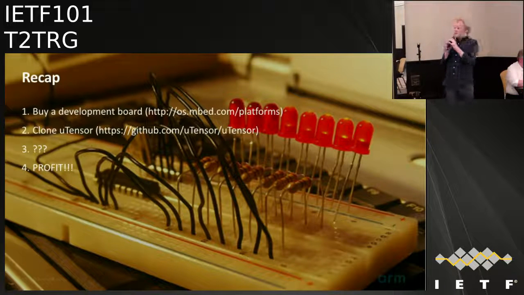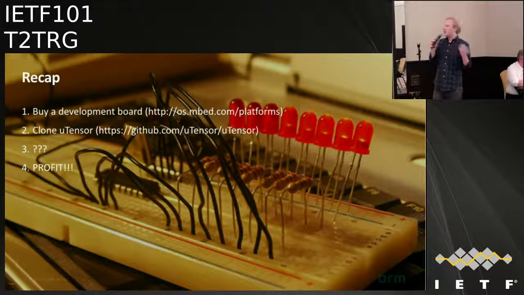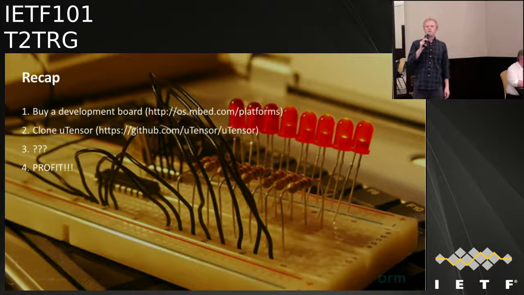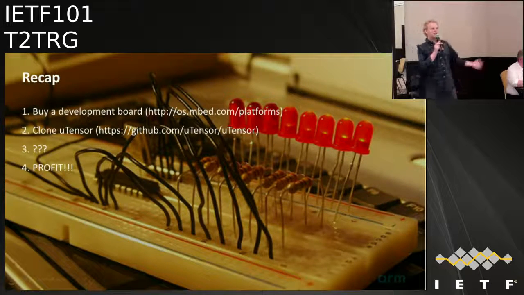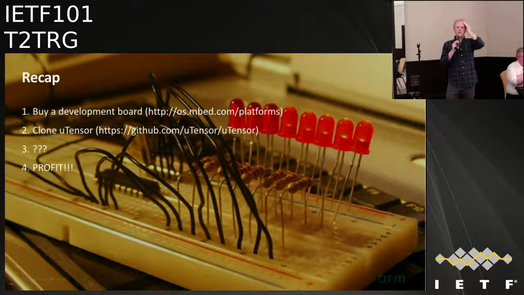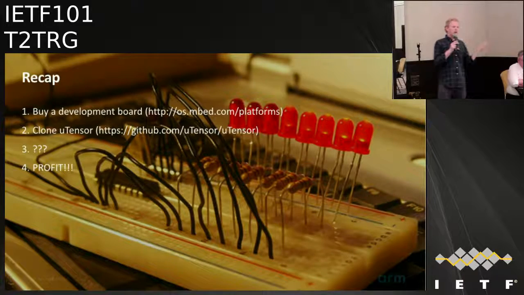So, recap. I'm keeping it a little bit short because we're already over time. How to get started? Well, one, buy development boards. I was told not to do any promotional activity because people in the IETF don't like that, but we have a bunch of development boards that are compatible here. There's a link. Clone uTensor, and profit in the end.